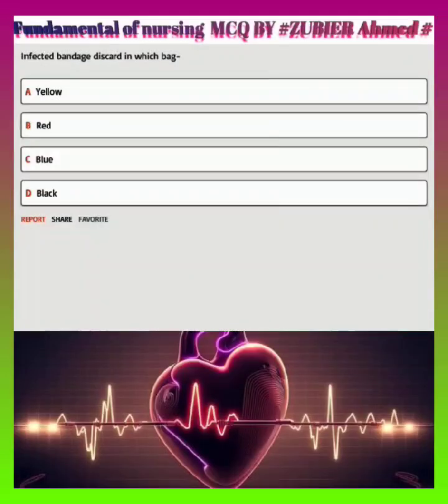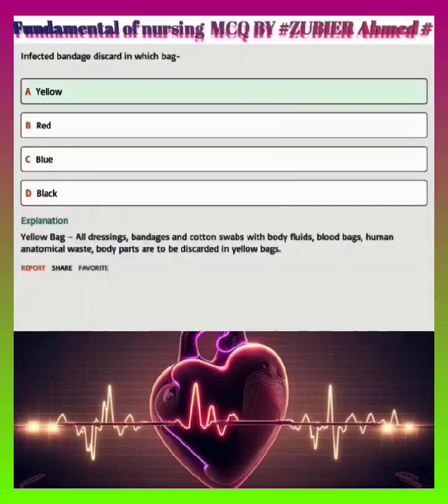Infected bandage discard in which bag? A. Yellow. B. Red. C. Blue. D. Black. Correct answer: Yellow bag. All dressings, bandages and cotton swabs with body fluids, blood bags, human anatomical waste, body parts are to be discarded in yellow bags.